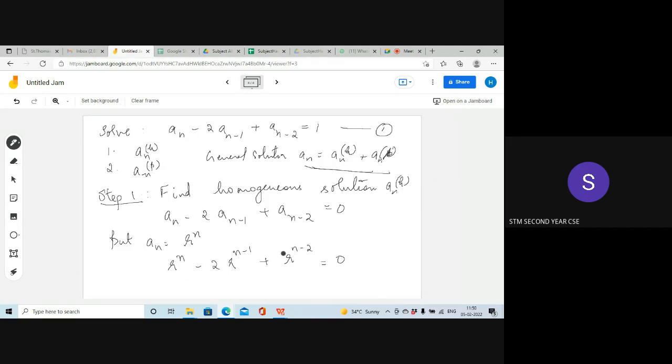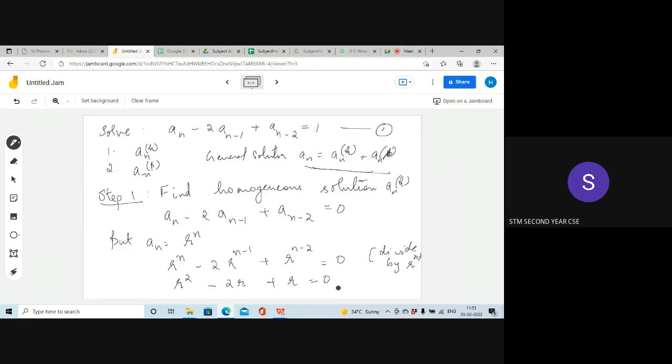To find the roots, what are you going to do? Divide the entire equation by the lowest power of r, that is r raised to n minus 2. So what will you get? r square minus 2r plus 1 is equal to 0. What we did was divide by r raised to n minus 2, and when we divide by it, you get this. This is the characteristic equation.